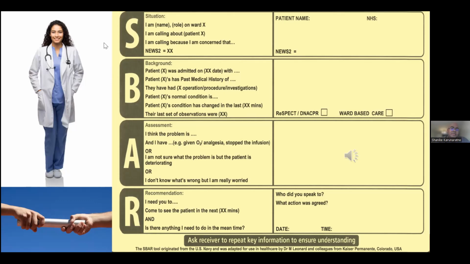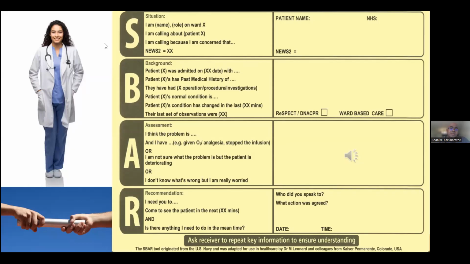His background is he's a diabetic patient who was admitted with a 2 days history of pain, with a late presentation of inferior MI, and the patient was stable up until now. And for the past 2 hours, the patient is deteriorating with low blood pressure and tachycardia.